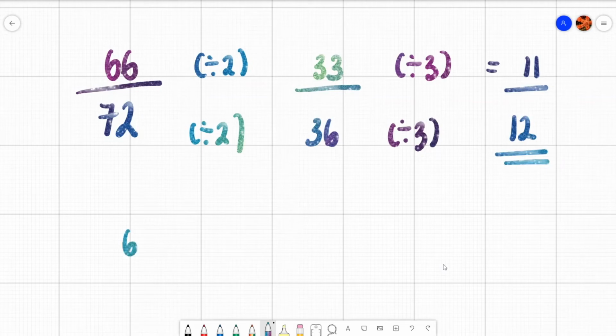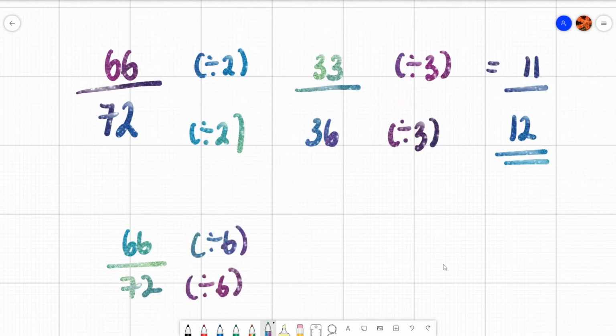What you could have also done here, some people might have had a look at the highest factor that goes into 66 and 72, which is 6. So just divided them both by 6. 66 divided by 6 is 11, and 72 divided by 6 is 12, and see, you got the same answer. Sometimes you might do a few steps in order to get to your answer, and sometimes you might just divide it by one number and you end up with your answer. It's entirely up to you. There is no right or wrong way of doing this. It's just whatever you feel comfortable with.